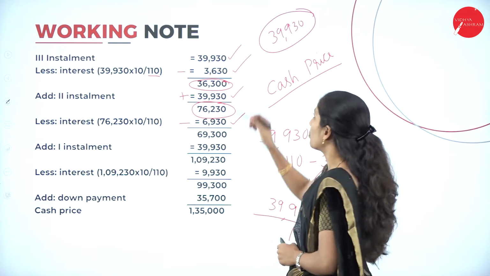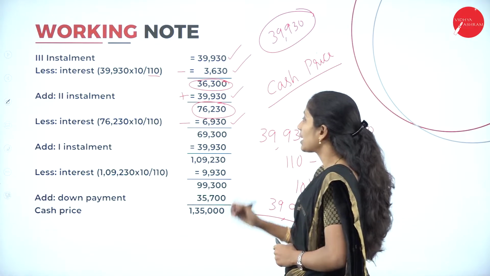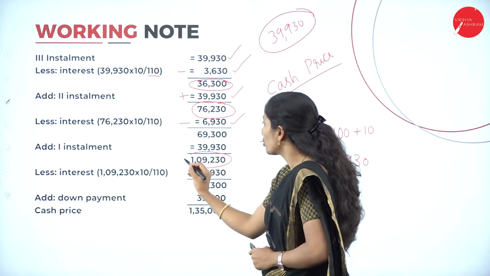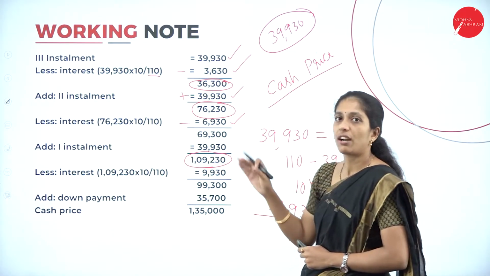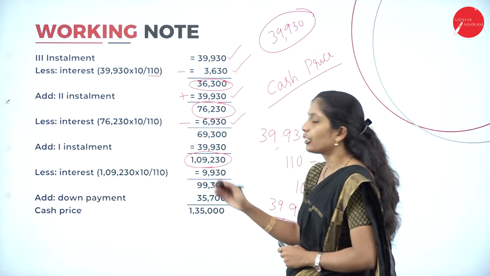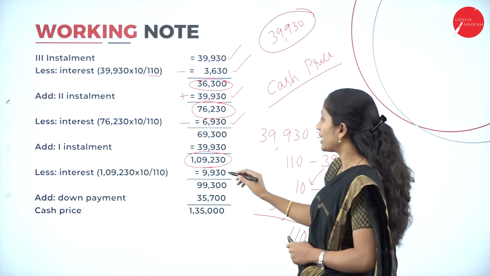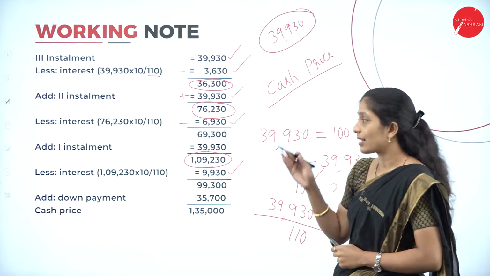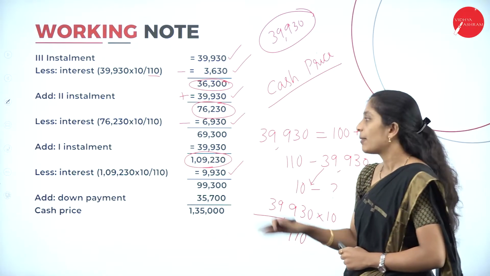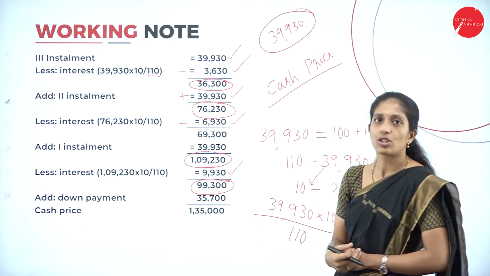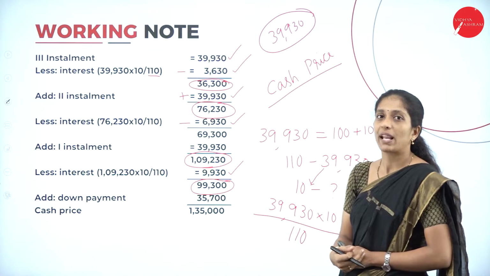Add first year installment, remains same, 39,930. So you'll get how much? 1,09,230. So upon this amount you have to calculate the interest. Less interest, 1,09,230 into 10 divided by 110. So you'll get 9,930. That is first year interest. Now when you deduct, I'll get 99,300, that is the amount payable.